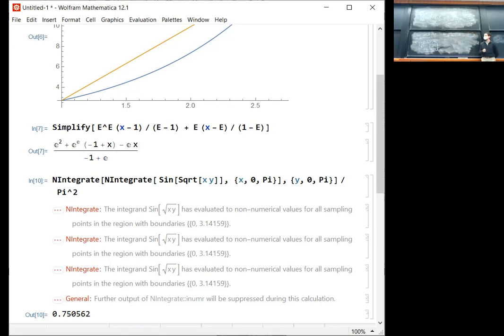Sometimes people write tangent inverse for arctangent. There's a lot of people who hate that notation because are you talking about the inverse tangent function or are you talking about 1 over the tangent? And so that's why a lot of us like to write arctangent.